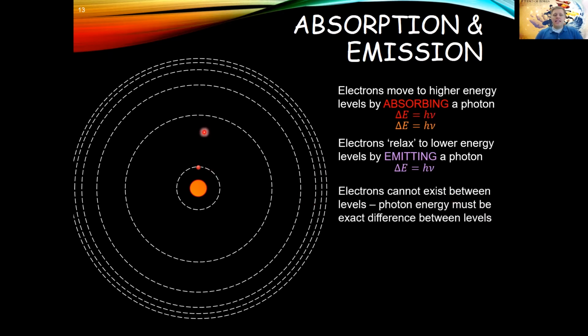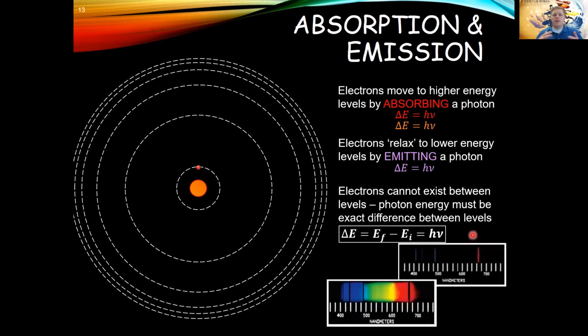Now, electrons can't exist between levels. So the photon energy has to be exactly the difference between the two orbital levels. And that's why you get really specific bands. Another way of saying that mathematically is that the change in the energy of the electron is equal to the energy of the final orbital minus the energy of the initial orbital. And that is equal, of course, to some h nu, which corresponds to some photon out there of that same energy. But this orbital idea gives us these sharp lines in the emission and absorption spectrum.